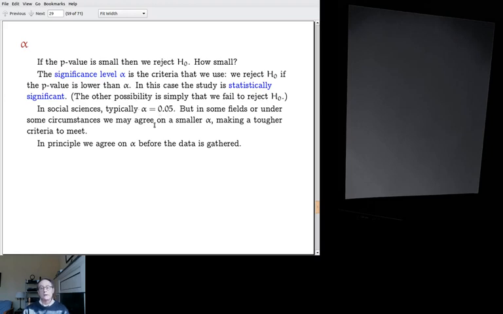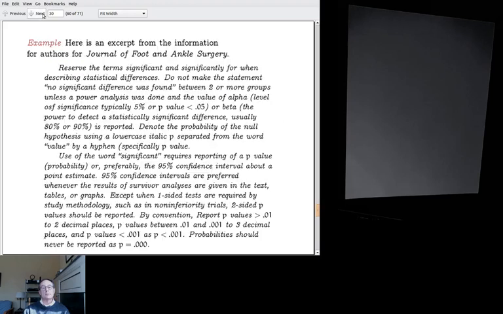Now there are some fields where we may agree on a smaller alpha. You might decide that you want to be a little tougher. If you manufacture heart valves, you want to be really, really sure that they're going to last 10 years, then you might say alpha has to be something like, not 0.05, not 0.1, but instead 0.0001. So that's a very strict criteria. Most studies don't have such a strict criteria. The alpha equals 0.05 is really quite common.